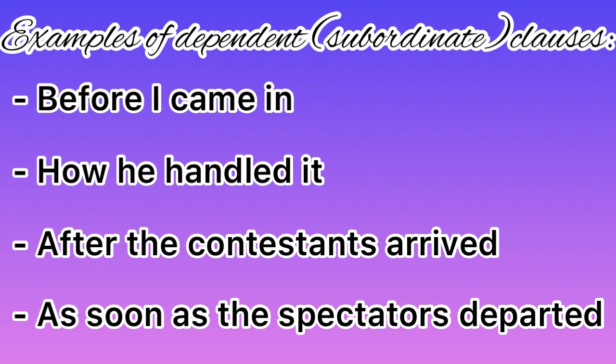For the next example, we have after the contestants arrived. The last example there is as soon as the spectators departed. As soon as is the subordinator, the spectators is the subject, departed is the verb. So all these examples given here are dependent clauses. So we see that they need main clauses for them to sustain themselves. For them to be more meaningful, they need the independent clauses.